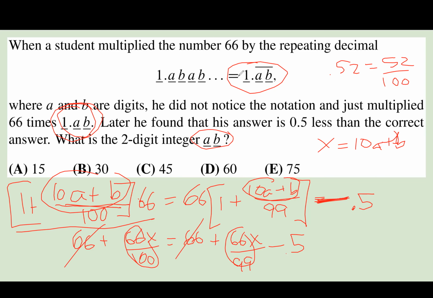So you end up doing 2/3 minus 33/50ths times x equals 0.5. And when you solve that, you end up getting that x is 75. So the answer is E, 75. The answer for number 8 is E, 75.